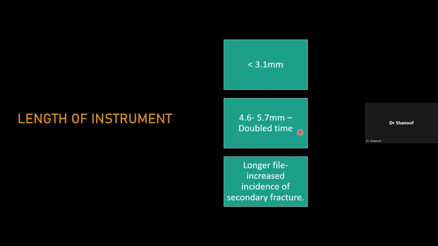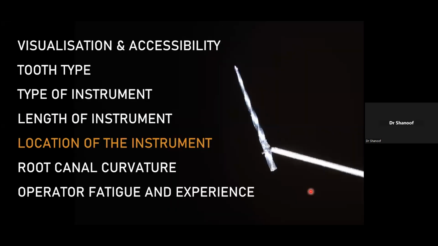In a study by Fuad et al., it was concluded that fragments longer than 3.1 mm and canals with curvature required more time for instrument retrieval. Fragments longer than 4.5 mm require double the time of fragments shorter than 4.5 mm. So all of this means that the longer the file, the more difficult it will be to retrieve. And also with increased length, there is an increased incidence of secondary fracture, as we all know.